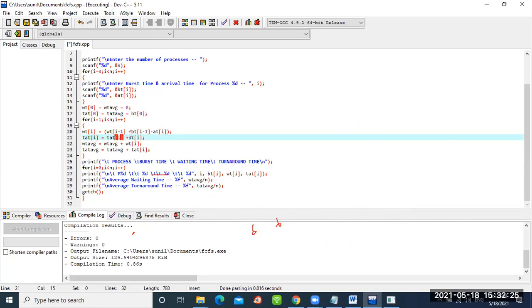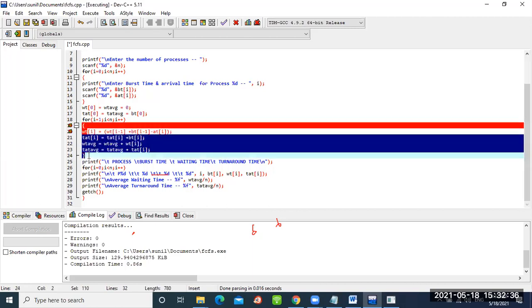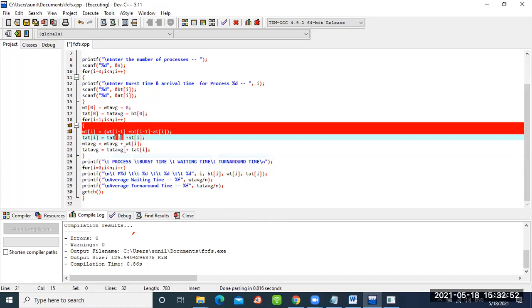So you try this in homework. Okay, so what changes do you have to make here? Somehow we are getting the answer but not accurate. So what changes do you have to make here? So that we can include the arrival time also. We can consider the arrival time also for any process. For any process, we have to include the arrival time also. Fine.